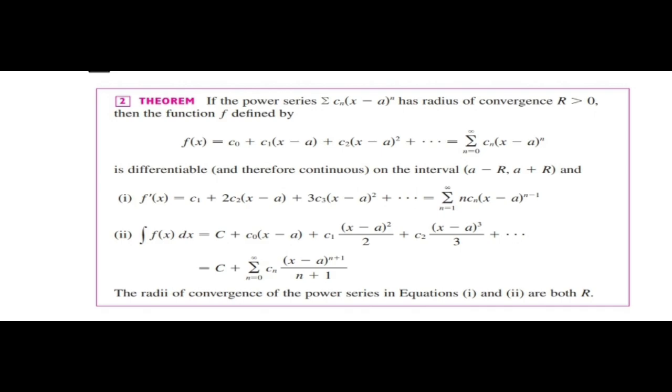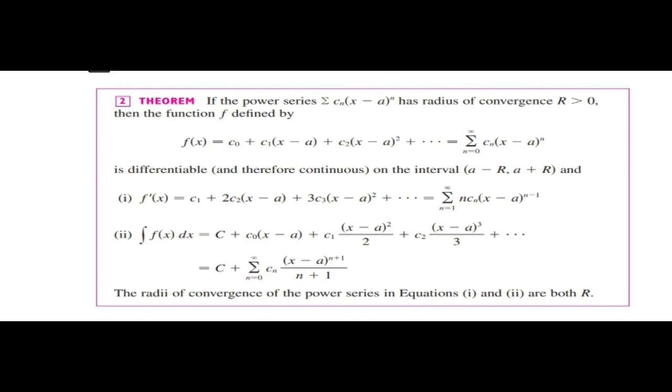And the first derivative of f of x is equal to c sub 1 plus 2 c sub 2 multiplied by (x minus a) plus 3 c sub 3 (x minus a) squared and so on. So it equals the summation of n multiplied by c sub n, where n is the coefficient, times (x minus a) raised to n minus 1.